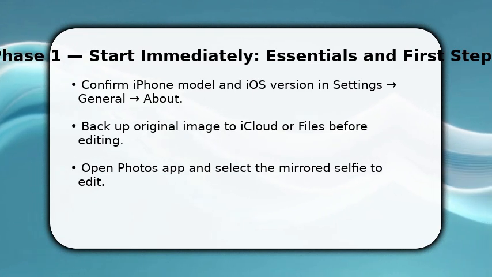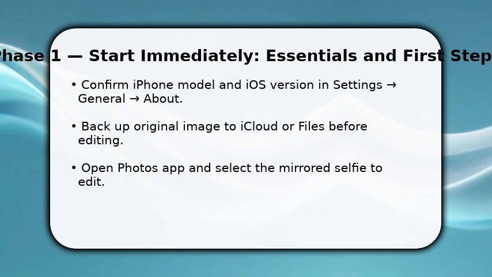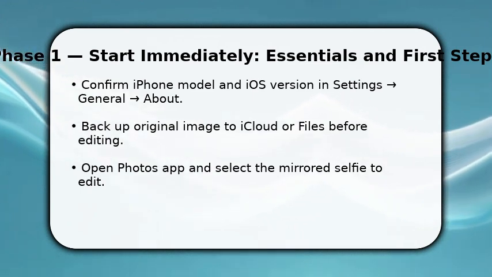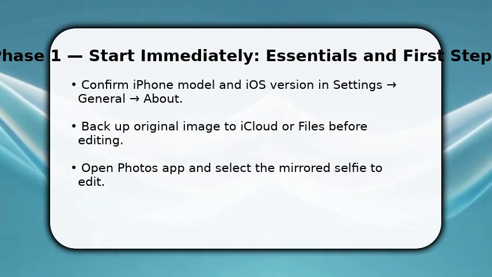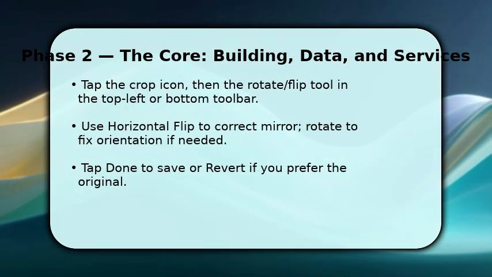Now open the Photos app and tap the mirrored selfie you want to fix. You're not just looking, you're getting into edit mode. Make sure to tap Edit on the top right, because that unlocks the crop and rotate tools you'll use in the next step. You're in edit mode.